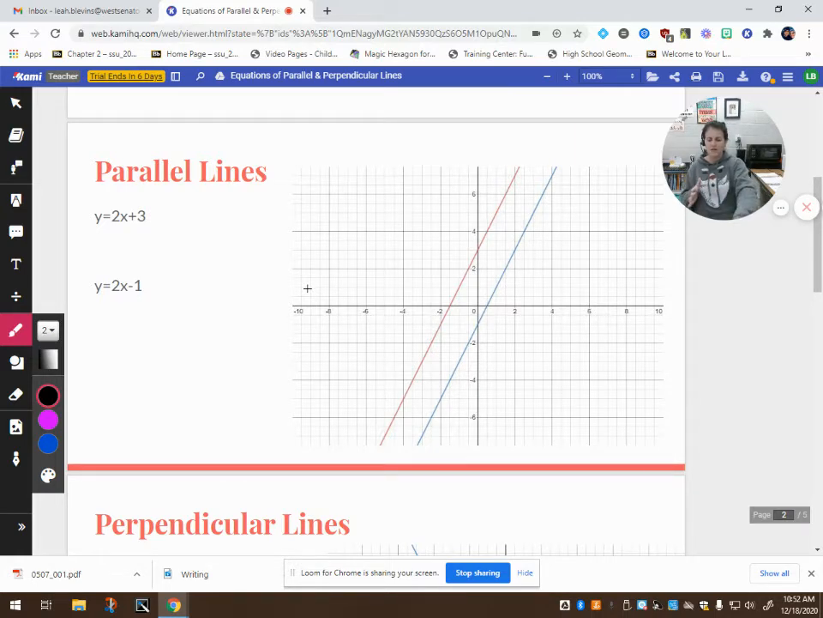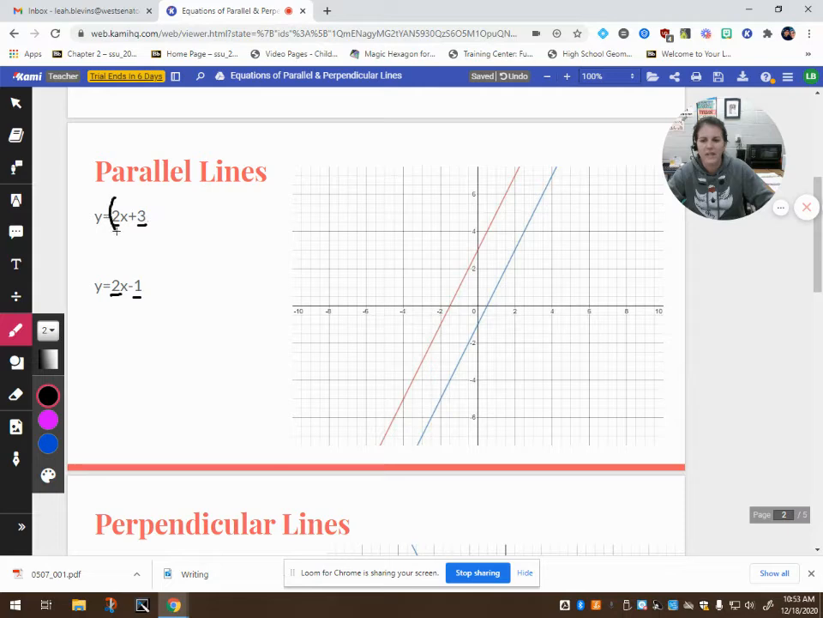You know that parallel lines are lines that run side by side, like in the picture here, and they never ever intersect. So think about what that means for these lines. I've written the equation here, and there might be something that jumps out at you. Let's think about, what is the slope of this line? 2. What is the y-intercept? Positive 3. The slope of this line is 2, and the y-intercept is negative 1.